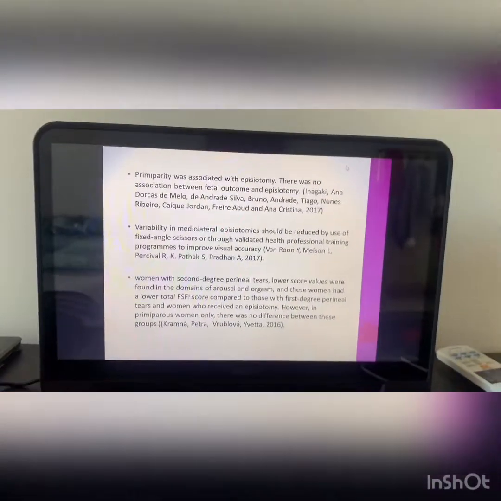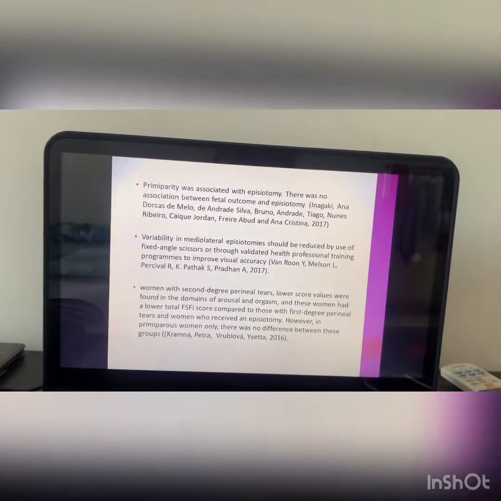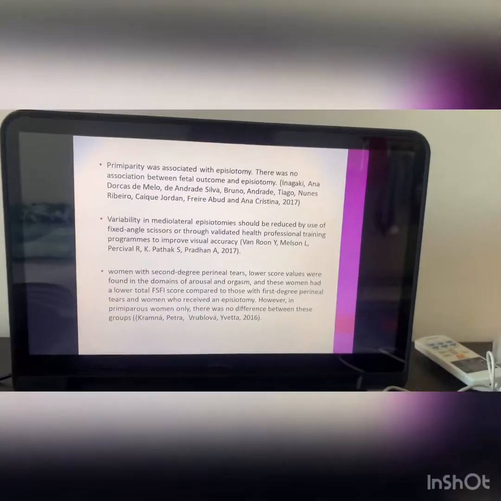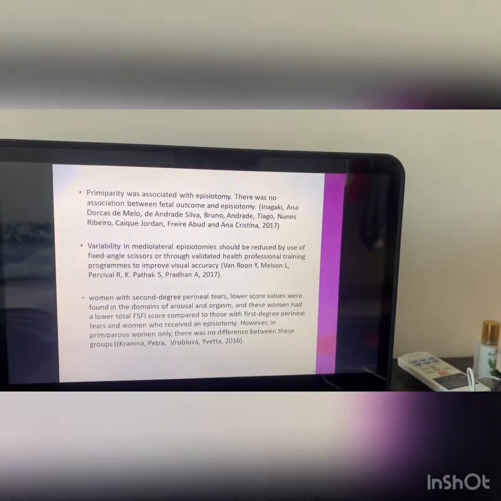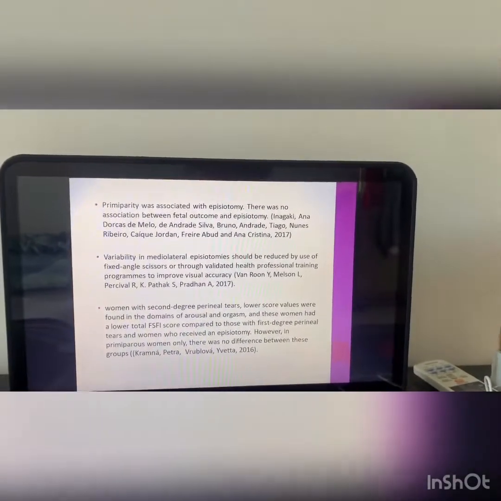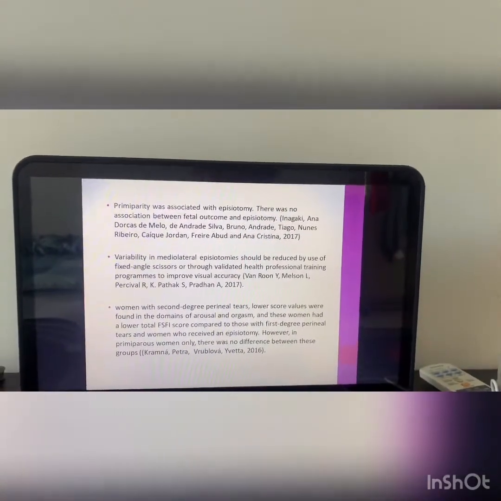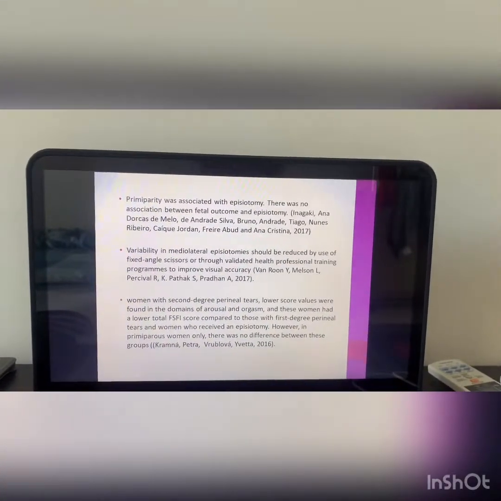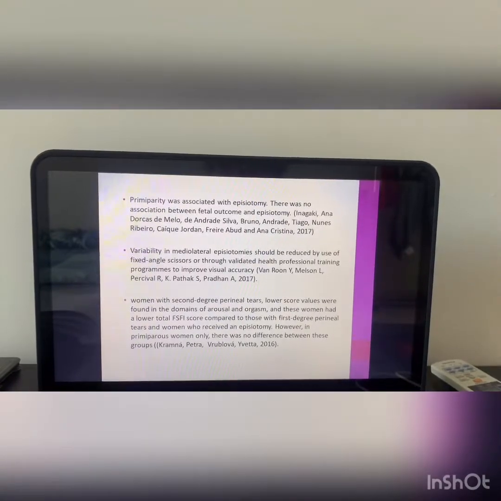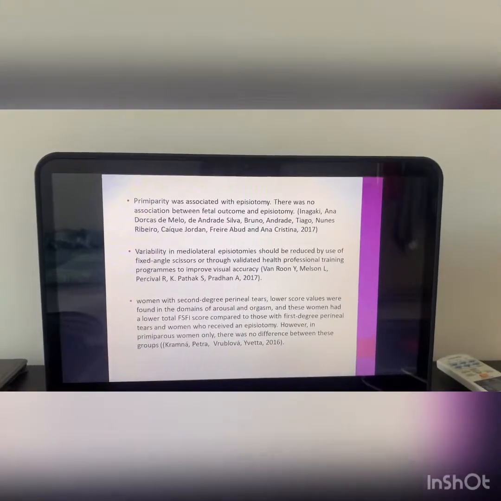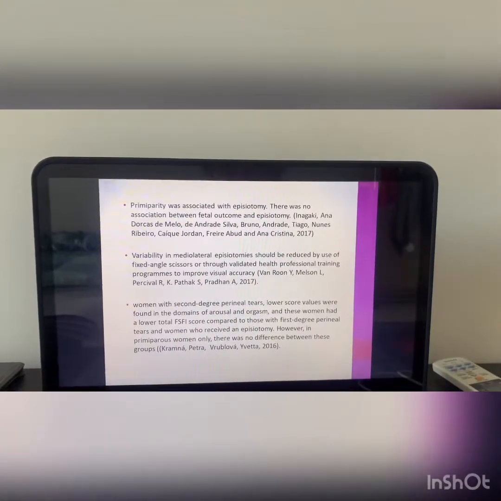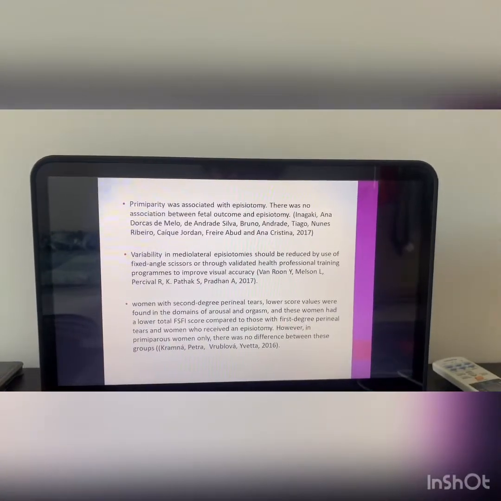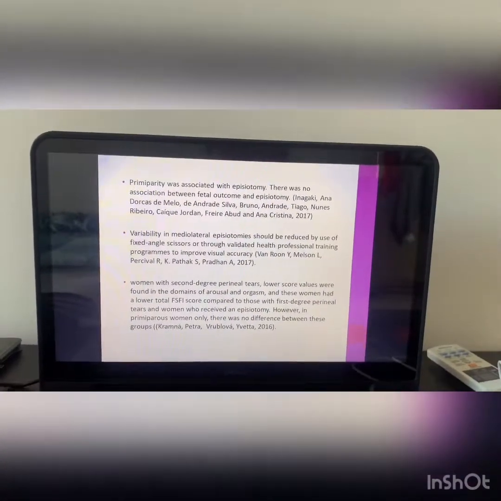Primiparity was associated with episiotomy. There is no association between fetal outcome and episiotomy. This was stated by a researcher in 2017. And also, according to Van Roon Y, Melson L, Percival R, K, Pathak S, Pradhan A, in 2017, variability in mediolateral episiotomy should be reduced by use of fixed angle scissors and a true, validated health professional training program to improve visual accuracy.